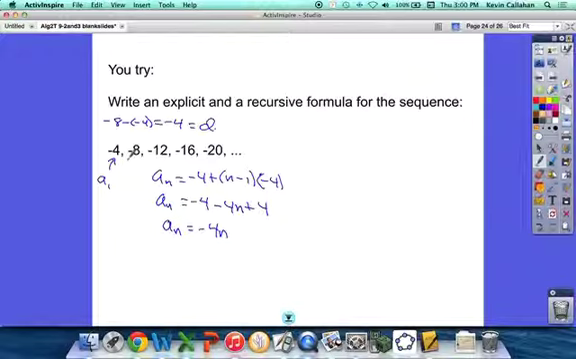And then what was the recursive? AN plus 1 equals AN plus -4 or minus 4. Either one's fine. -4 plus 4, they cancel. Okay. Clear as mud?